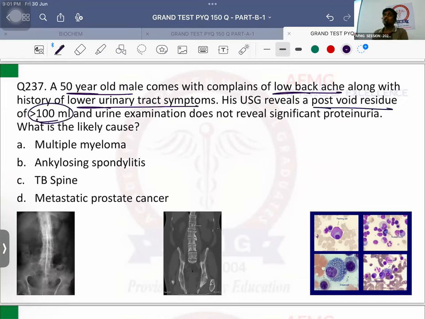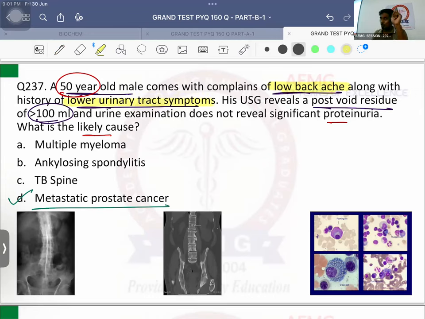Okay, that means even after urination, there is a lot of urine which is staying inside the urinary bladder itself. It's not able to empty properly. Urine examination does not reveal significant proteinuria. What is the likely cause? Very good. It is a case of metastatic prostate cancer. The reason is it is usually seen in elderly patients. Second, I've told you, low backache along with lower urinary tract symptoms.